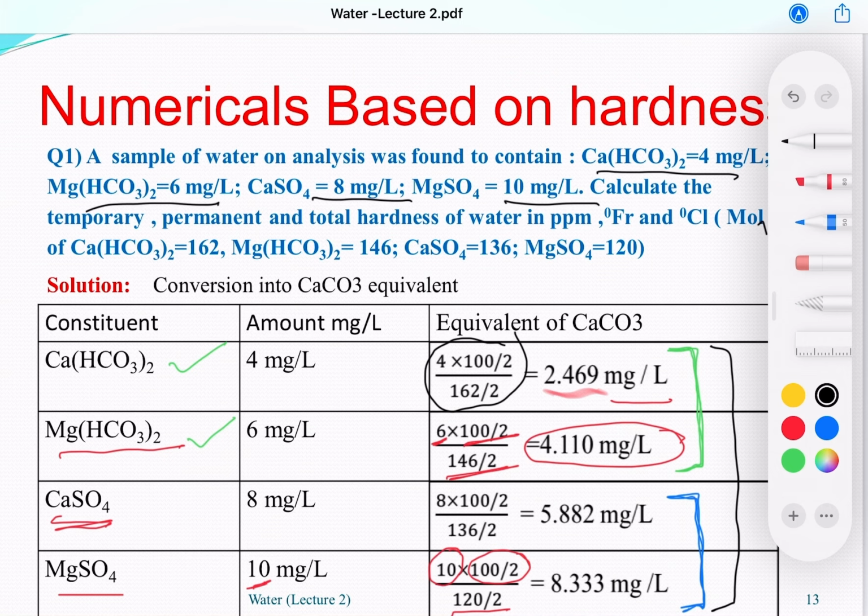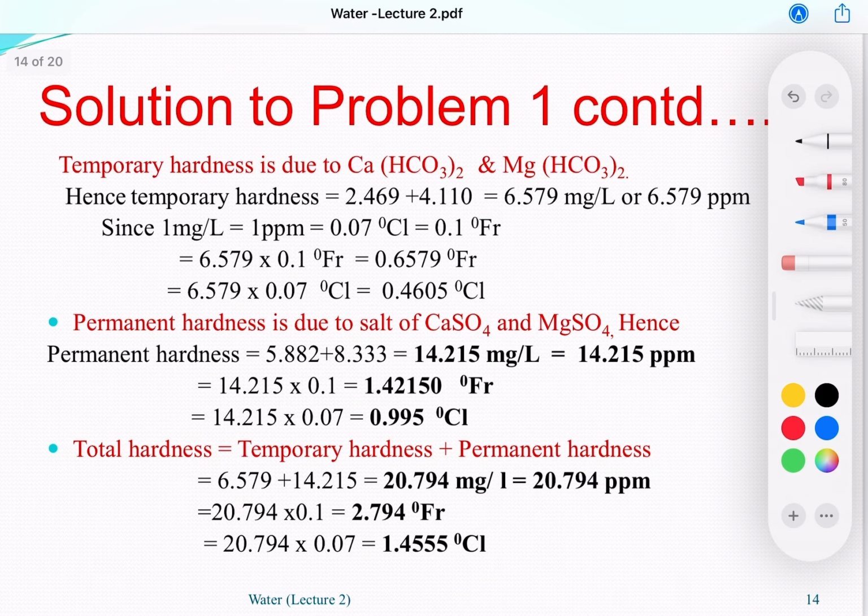Or you can add temporary hardness and permanent hardness, and you will get total hardness. So this is how you can find out the temporary, permanent and total hardness. See here, temporary hardness: when you solve it, you can see calcium bicarbonate and magnesium bicarbonate have been added, and you get 6.579 milligram per liter, and 1 milligram per liter is equal to 1 ppm, so it will be 6.579 ppm.